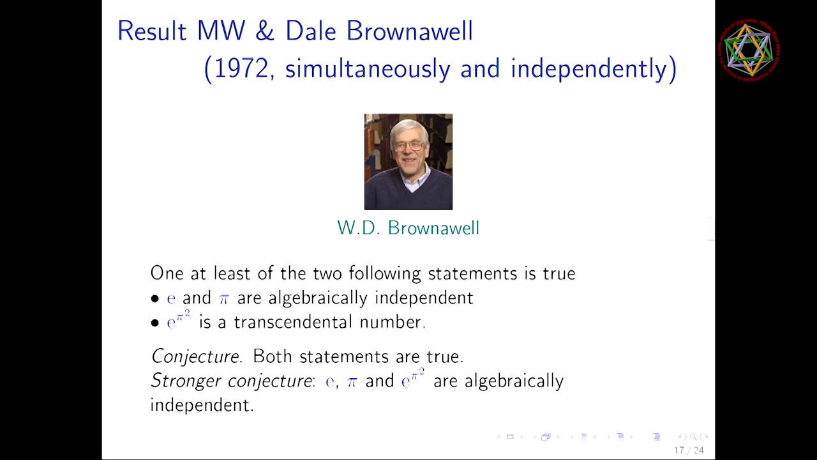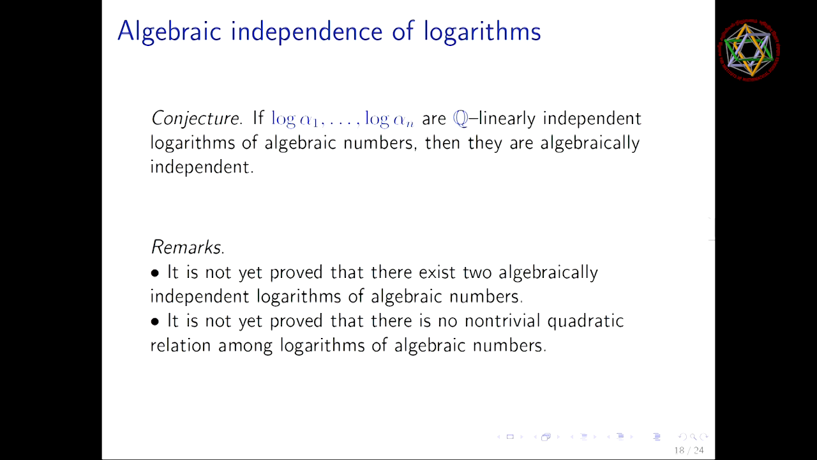I will give another example, which is a work which I did in 1972, and Brownawell, that I mentioned before when he came to Cameron-Nivas, published it exactly at the same time in the same journal and independently. And the result is the following. At least one of the two statements is true: e and pi are algebraically independent, or exponential pi square is a transcendental number. We do not know how to prove that exponential pi square is transcendental, and so we just have a partial result. One of the two statements is true, and the conjecture is that e, pi, and exponential pi square are algebraically independent. I gave this example just to explain why we have some partial results on algebraic independence.